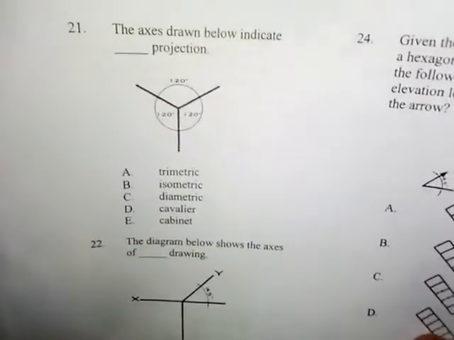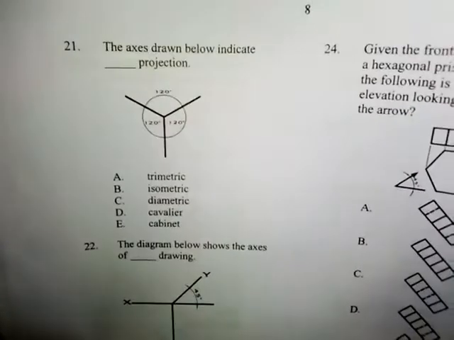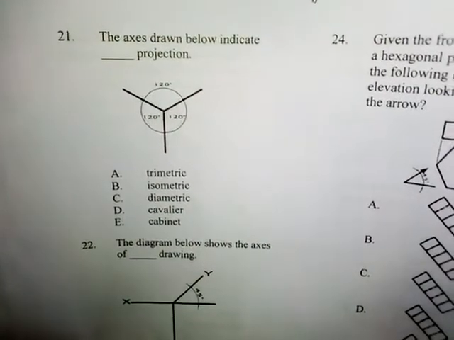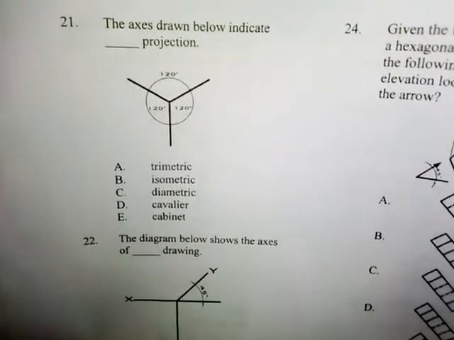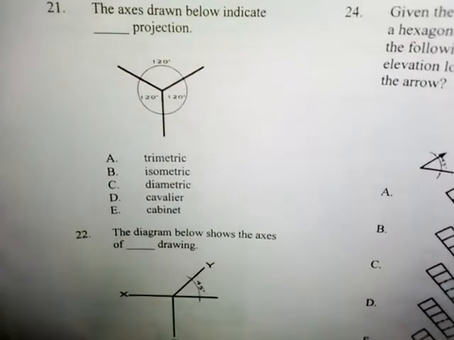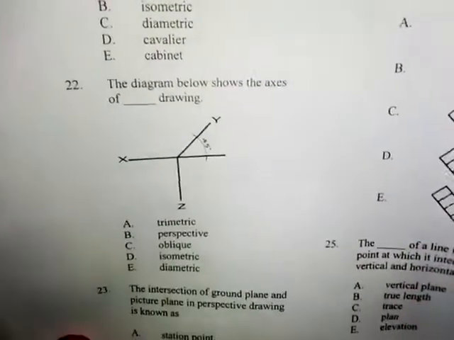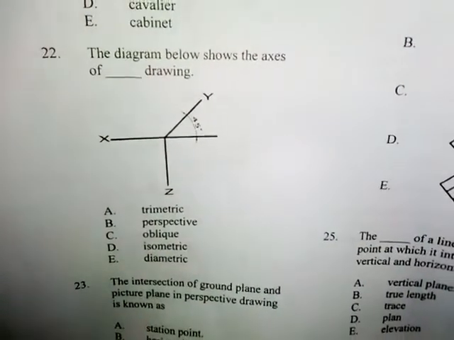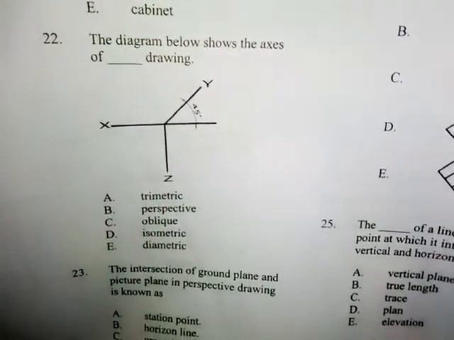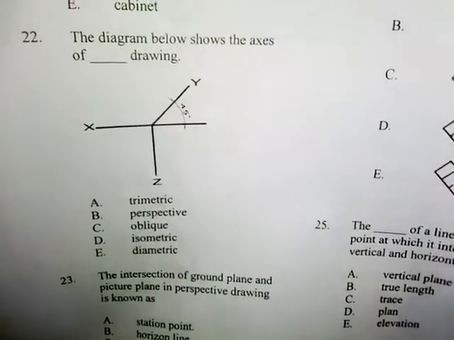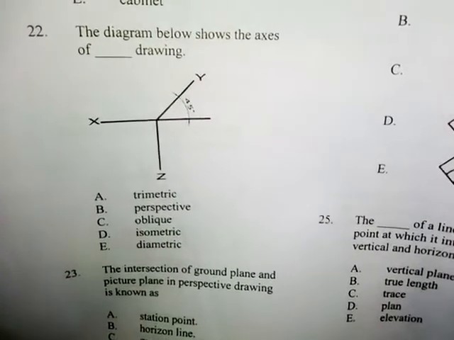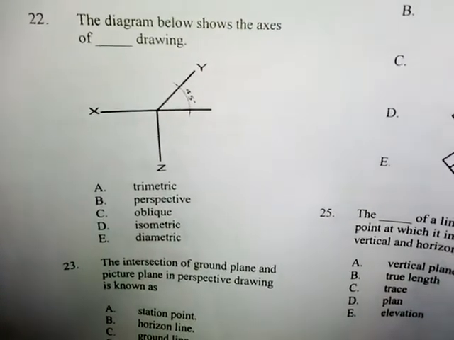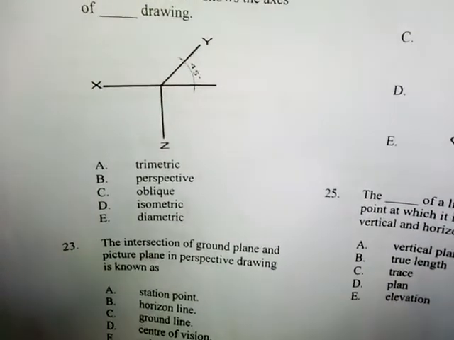Question 21. The axis drawn below indicates which projection? It indicates isometric projection. That is option B. Question 22. The diagram below shows the axis of which drawing? It shows the axis of oblique drawing. One of the axes is inclined at an angle of 45 degrees. So the correct answer is option C, oblique drawing.